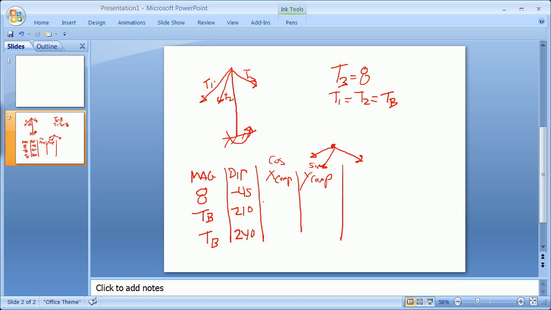And so when you add these up, you'll end up with a system. You only need one side of these, I think, to solve. Either one of these equations will solve it. This is 8 times the cosine of minus 45, and 8 times the sine of minus 45. This is T sub B times the cosine of 210, T sub B times the sine of 210. This is T sub B times the cosine of 240. This is T sub B times the sine of 240. And if you think about either one of these, we'll solve it.